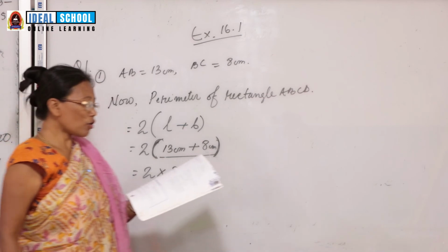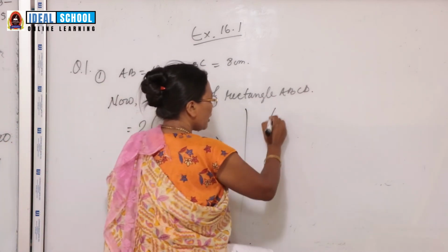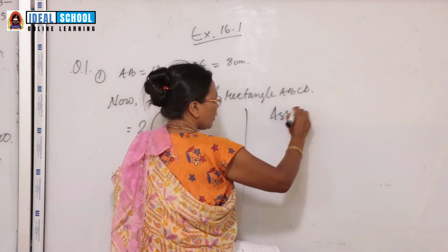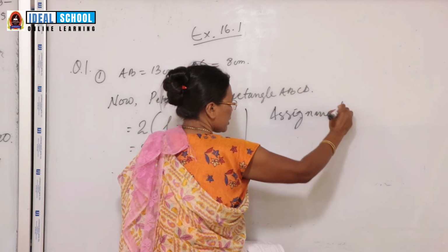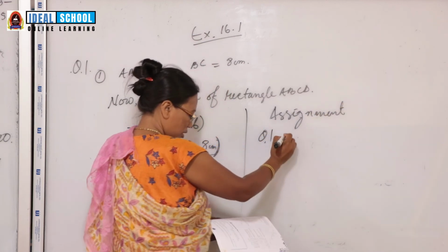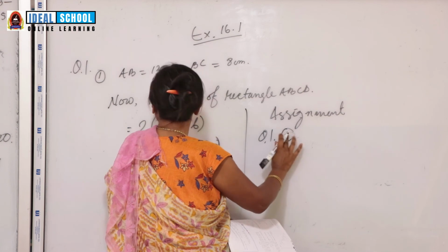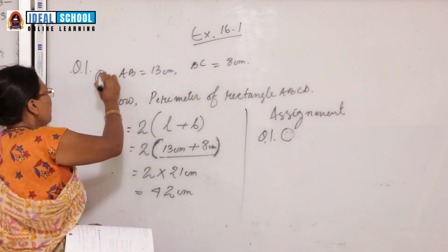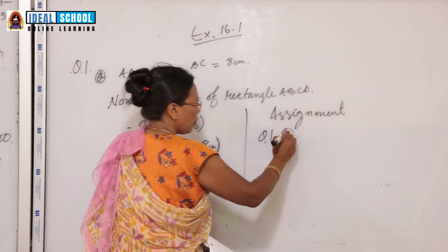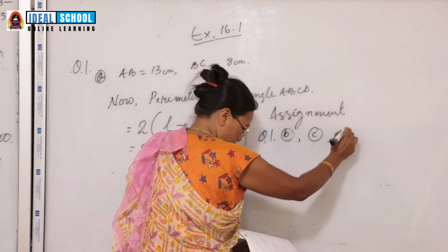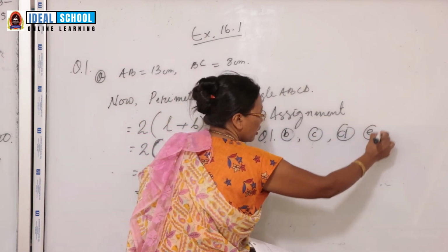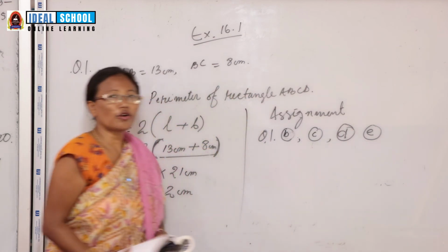The remaining questions are your assignment: question number 1, Roman number A. Sorry, it will be A according to the question. B, C, D, E, these 4 will be your assignment.